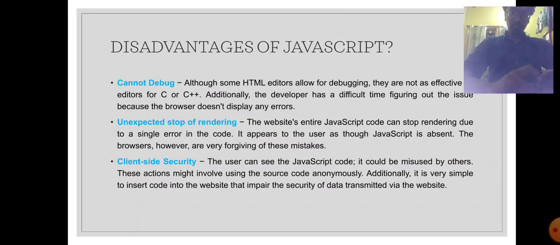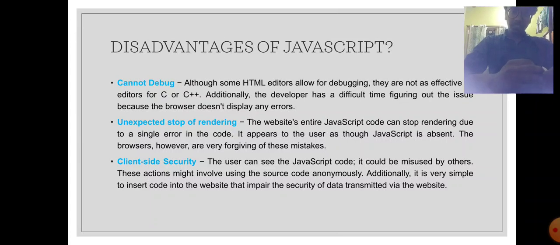And the disadvantages of JavaScript. There are three disadvantages given here. The first one is that it cannot be debugged. Although some HTML editors allow for debugging, they are not as effective as editors for C and C++. Additionally, the developer has a difficult time figuring out the issue because the browser doesn't display any errors. We can't find errors in JavaScript easily, and we can't debug them.